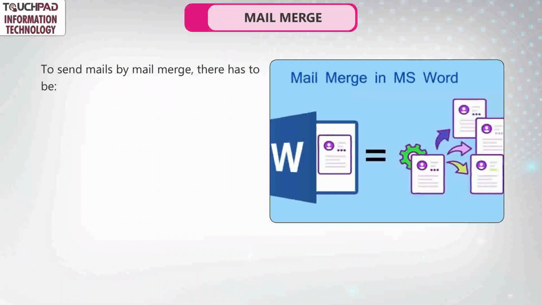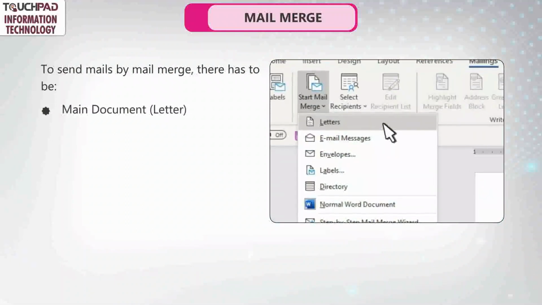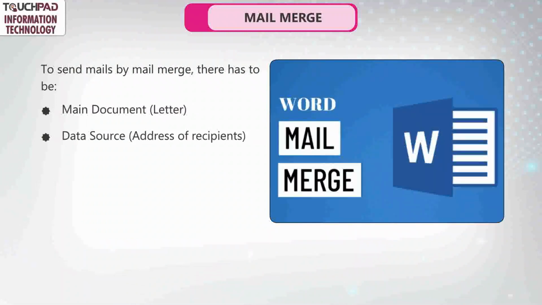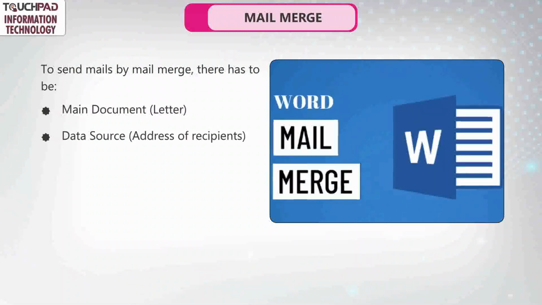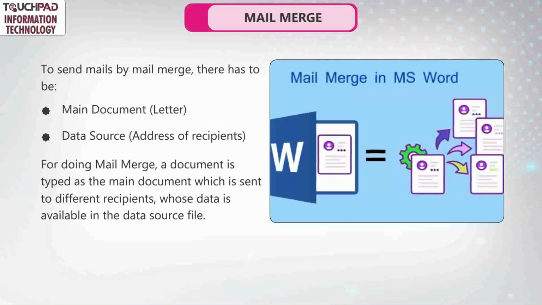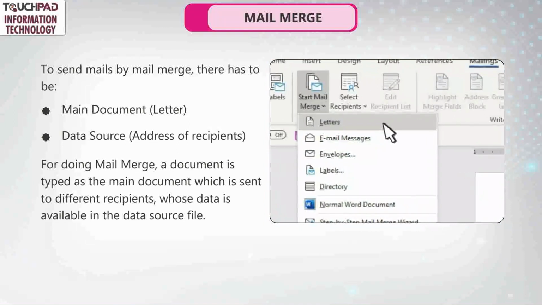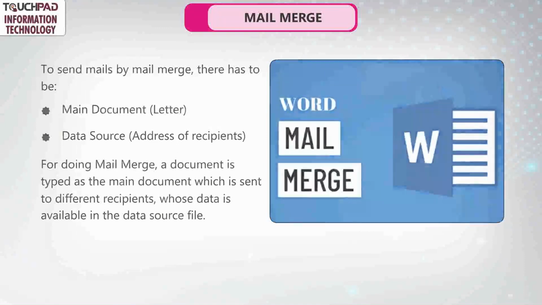To send mails by mail merge, there has to be a main document, the letter, and a data source, the addresses of recipients. For doing mail merge, a document is typed as the main document, which is sent to different recipients whose data is available in the data source file.